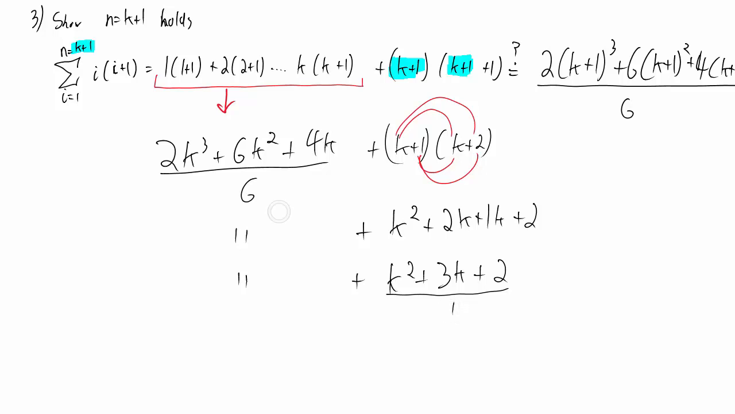So here's what I'd like to do. I'd like to have a common denominator. Well, what's your common denominator between 6 and this? Again, this acts like it has a denominator of 1 there. Well, the common denominator is 6. So I'm going to multiply by 6 on the top and the bottom.